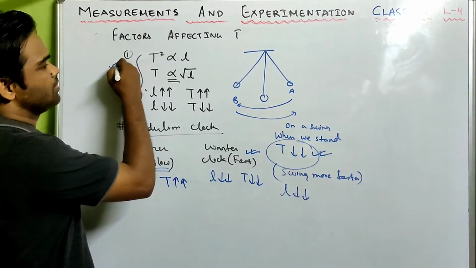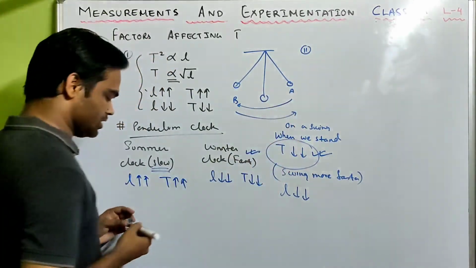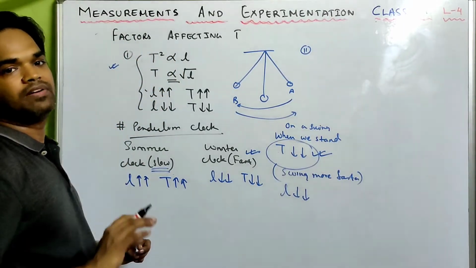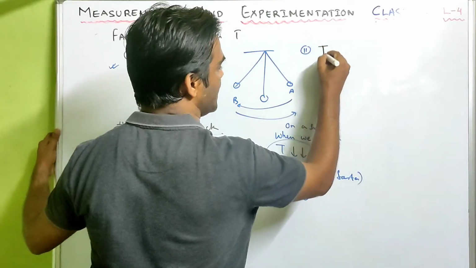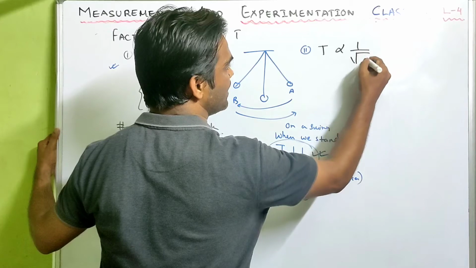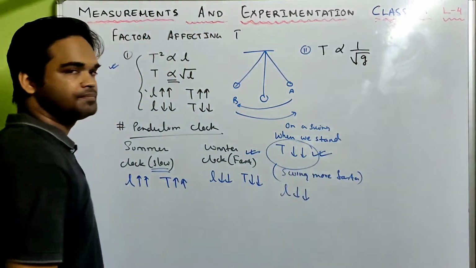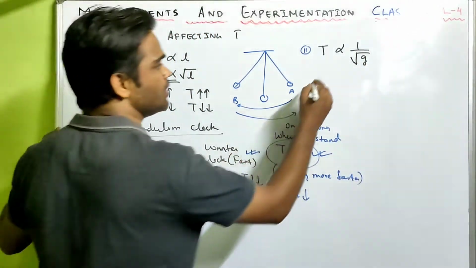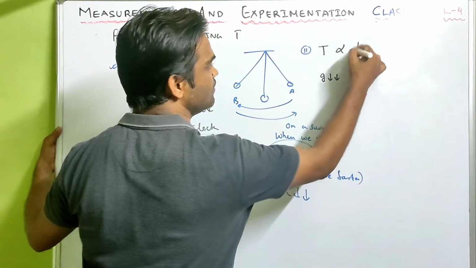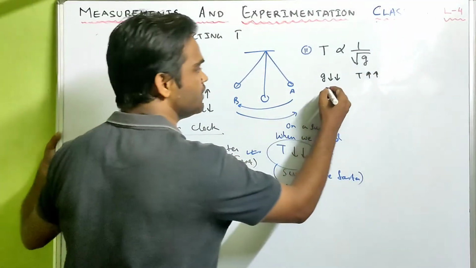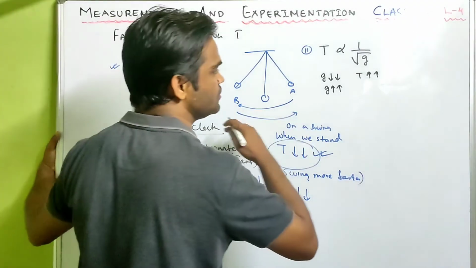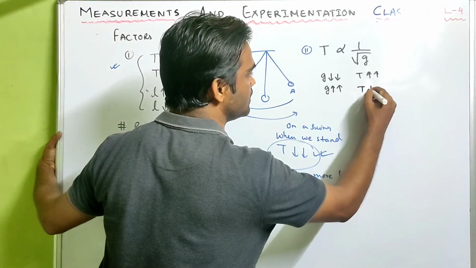Done? Now, the second factor on which the time period depends is acceleration due to gravity. So time period is inversely proportional to the square root of acceleration due to gravity, which means if you decrease the acceleration due to gravity, the time period increases because it's inversely proportional. If you increase the value of g, the time period decreases.